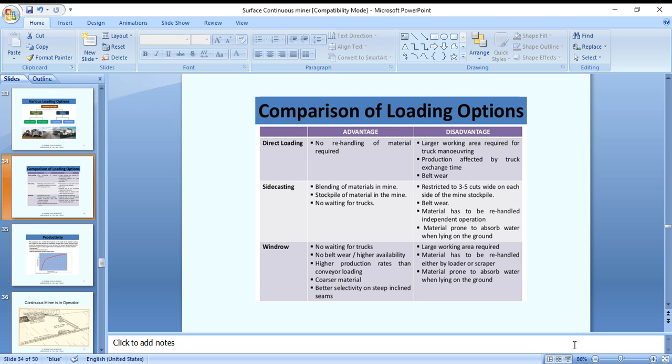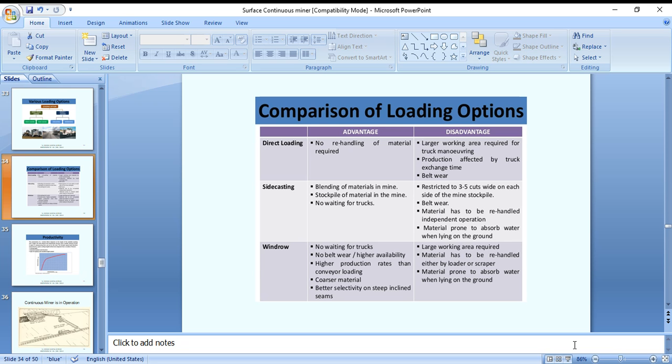So these are also avoided in the direct loading system. Side casting: blending of material is minor. Stockpiles of material in the mine, no waiting of the truck. These are the advantages. So blending of the material in the mine is possible. Stockpiling of the material in the mine is possible. No waiting of the truck. These are the advantages of side casting.